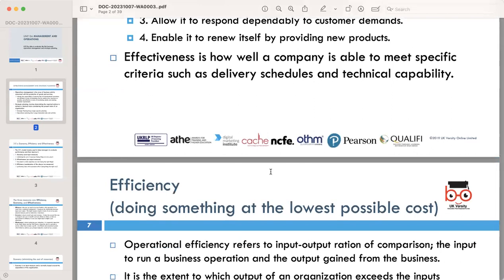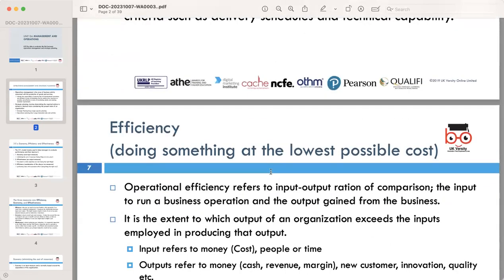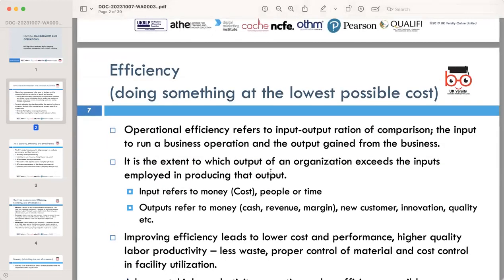Efficiency, as I said, measures how successfully the inputs have been transformed into output. So, operational efficiency refers to the input-output ratio comparison: the input to run business operations and the output gained from the business. It is the extent to which the output of an organization exceeds the input.